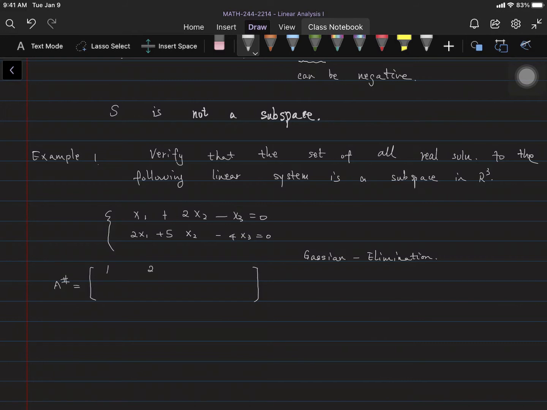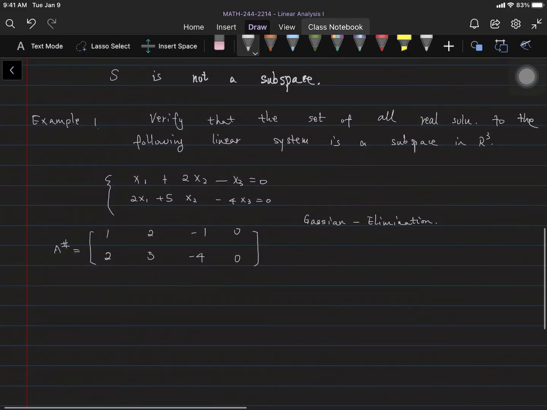So 1, 2, -1. This is the coefficient matrix, right? And we also need to add the b. The constants b here are all zeros. Firstly, we write down the augmented matrix and reduce it to row echelon form. It should be easy to do this problem. Row 1 times -2, add to row 2: 2 times -2 is -4, 1 times -2 is -2, and here we get 0. Is this row echelon? Yes, we have leading 1s, right?